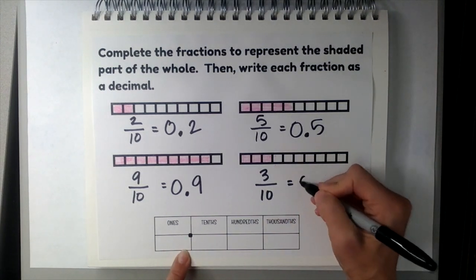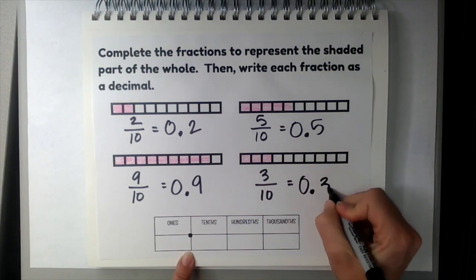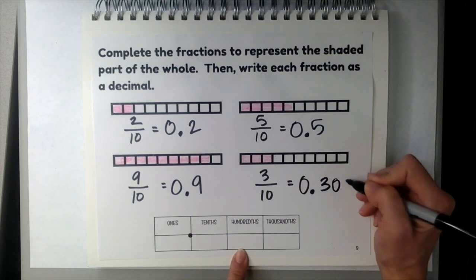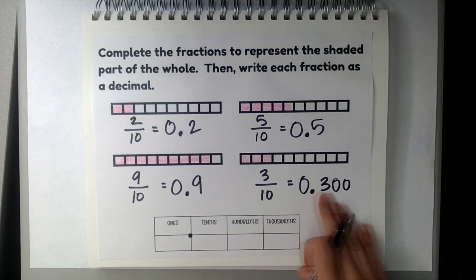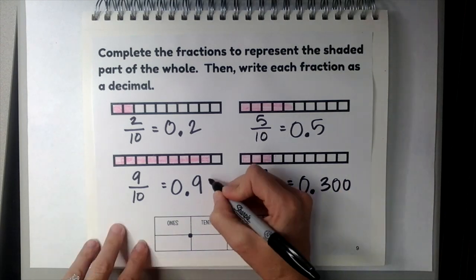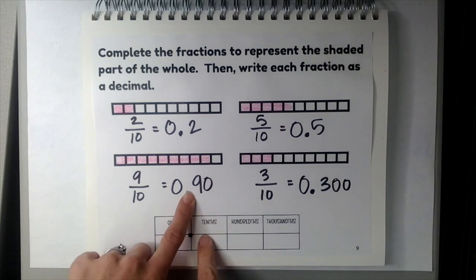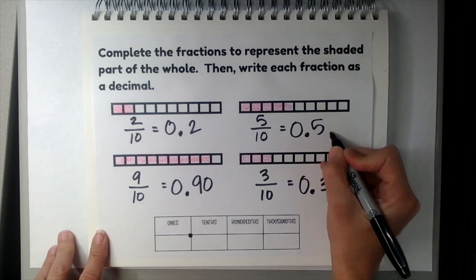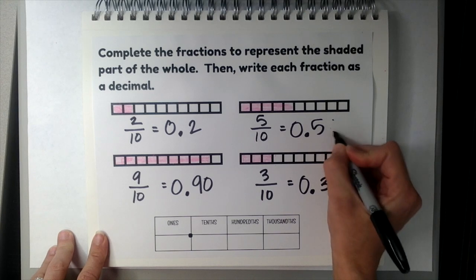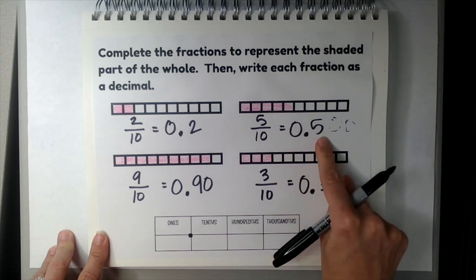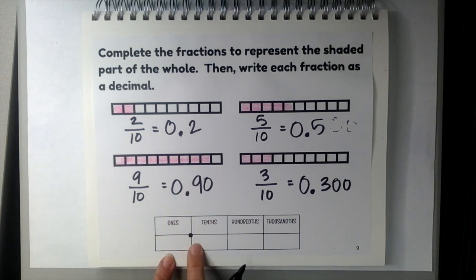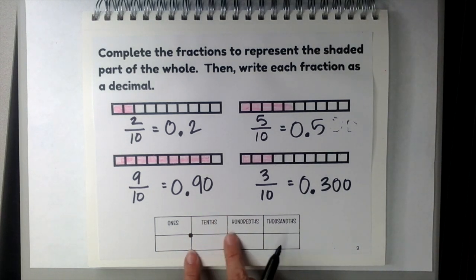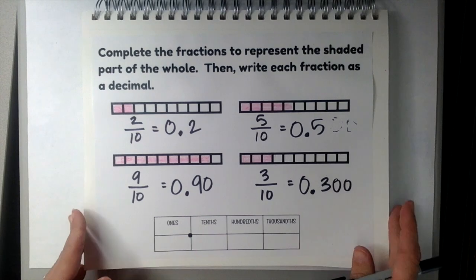Let's do the next one, 0.3. Now something we could do is put as many zeros behind that as we wanted. We could say that's 300 thousandths, or we could say this is 90 hundredths. But since there's no zeros, we don't have to put the zeros there. We can just go to the farthest place value and stop there. So we say 5 tenths. In this instance, if we wanted to do that, we would say 90 hundredths, because that's the total number of place values we have represented there.